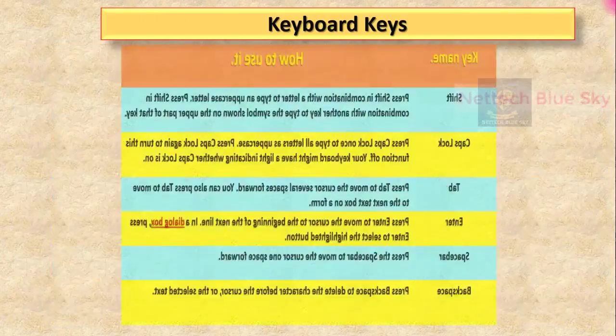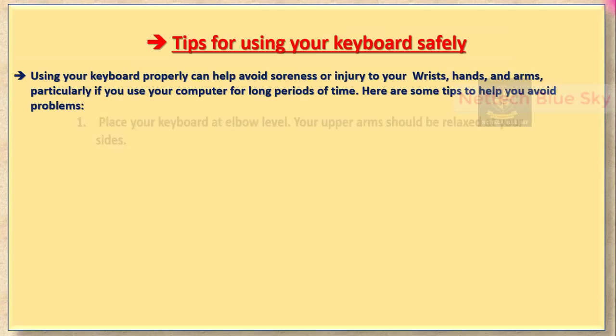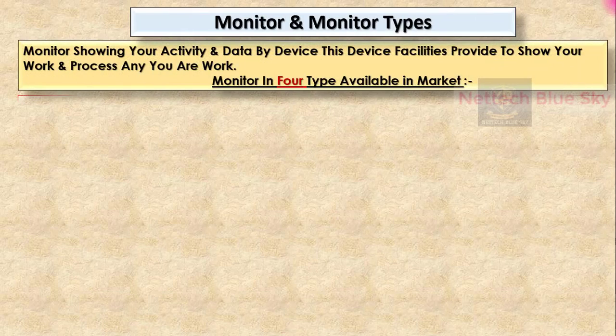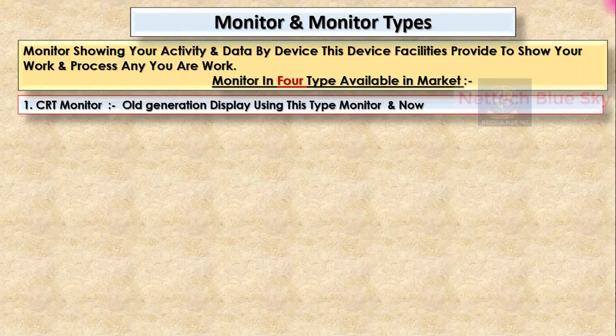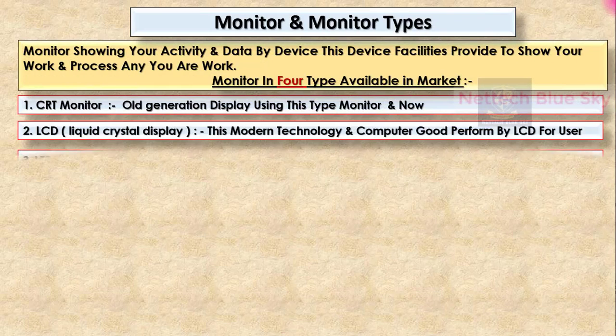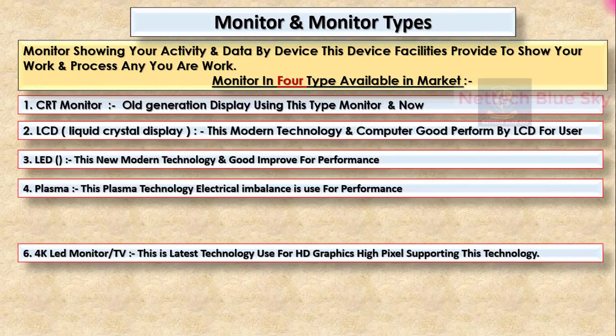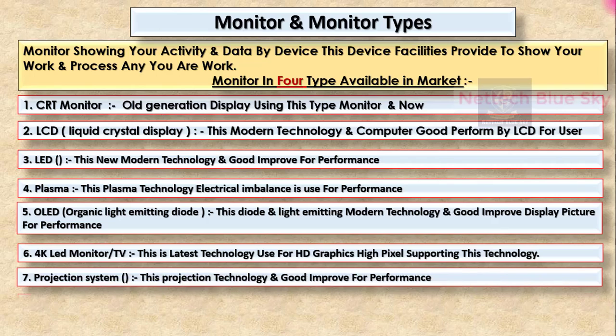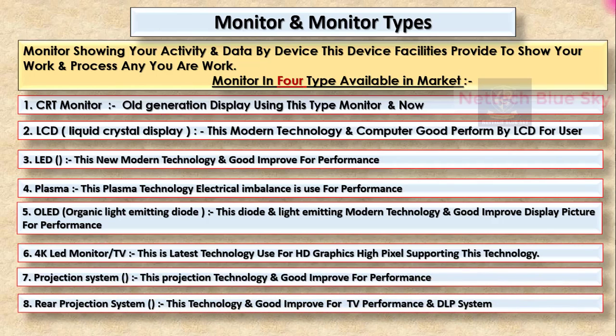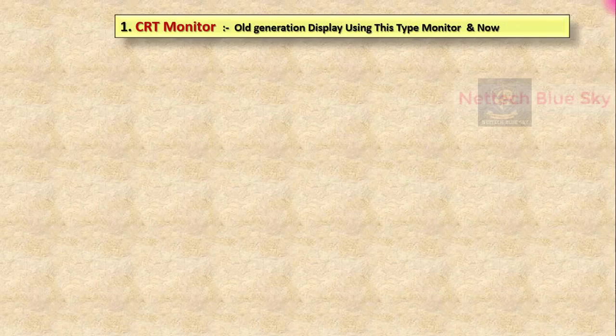Without it you cannot understand. So, tips for keyboard safety and different monitor types. These types are available in the market: CRT monitor, LCD, LED, plasma, OLED, 4K LED, projector system, and rear projector system. So today I'll talk about the CRT monitor and what a CRT monitor is. So let's start this video.